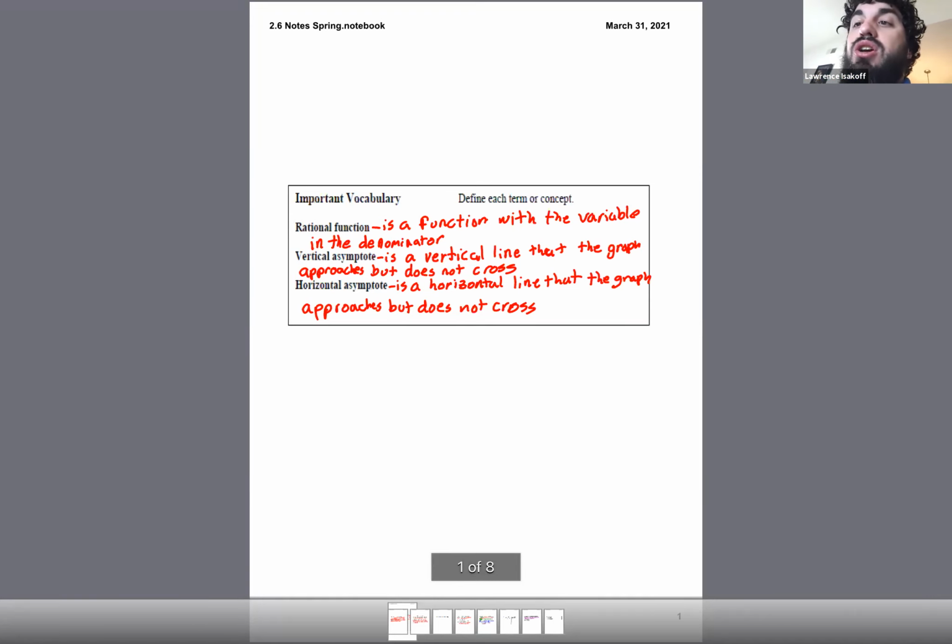A vertical asymptote is a line that a graph approaches but never crosses. A horizontal asymptote is a horizontal line that a graph approaches but never crosses. And we're going to look at that on Desmos. So we'll zoom out on these graphs and see that they actually never cross the asymptote. It will just get infinitely close to it, but never actually cross it.